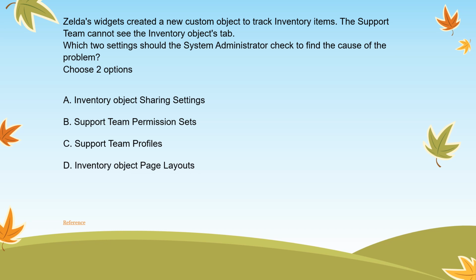B is support team permission sets. C, support team profiles. D, inventory object page layouts. So we know through our studies and through all the modules and everything we learned about Salesforce that if you want to be able to see something, you need to have the correct profile and the correct permission sets. So the sharing setting, that won't help. And inventory object page layouts. Page layouts do not determine who can see what, it's just what's on the page. So it would definitely be permission sets and profiles.